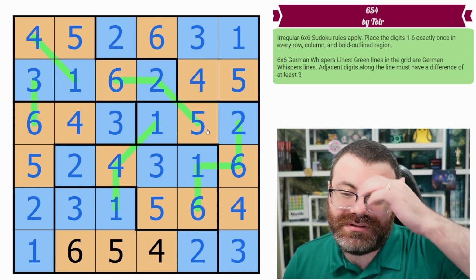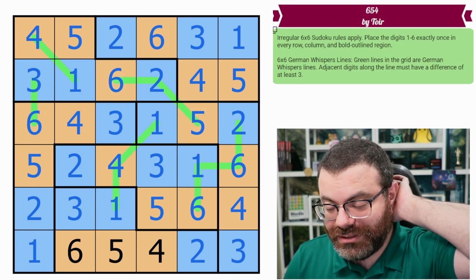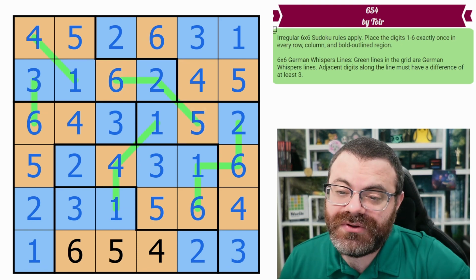So subcoloring definitely helped smooth that out, but it also took a bit of time. So let me know if you approached this differently.